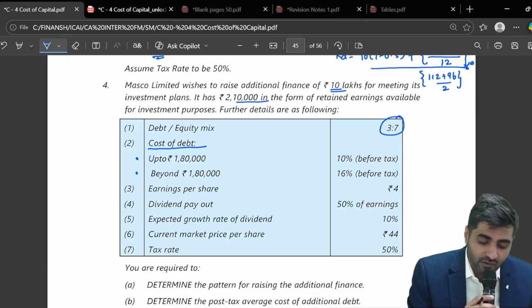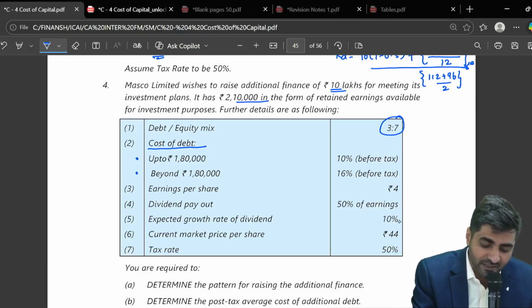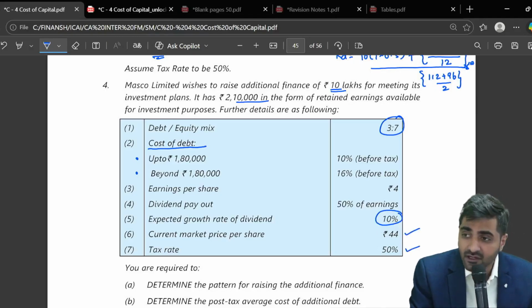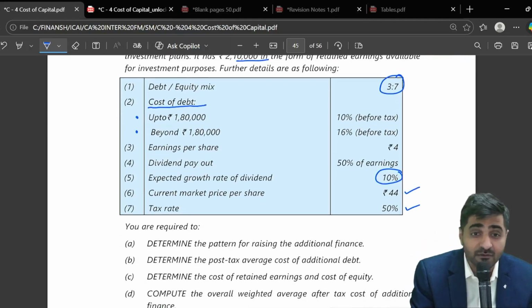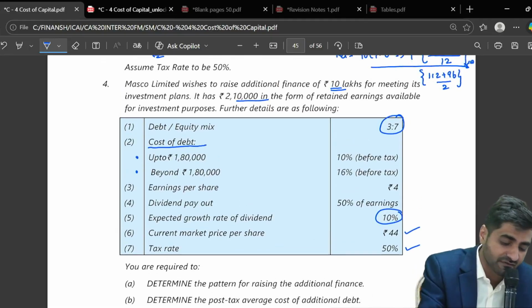Earning per share is given to you, and then we have dividend payout ratio. We have expected growth rate of dividend, which is 10%. Market price per share is given to you as 44 and the tax rate is given to you as 50%. Determine the pattern for raising additional finance. That's the first part of the question. What's the first part? We are required to determine pattern for raising additional finance.